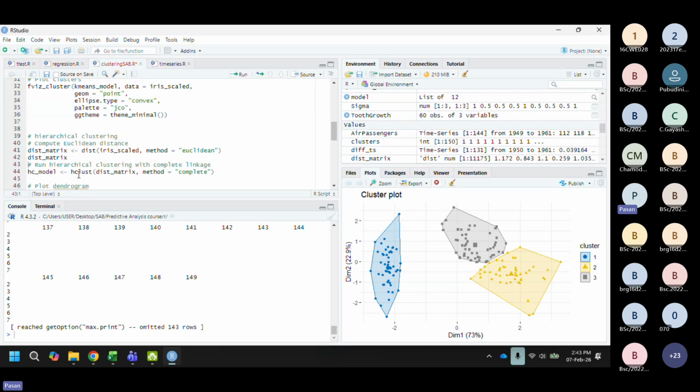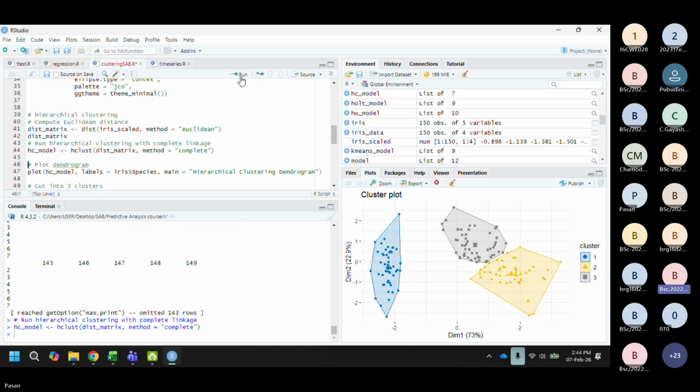Then I can use the hierarchical clustering function, hclust. That is the hierarchical clustering technique. I'm putting my distance matrix there and asking for the method. We can put any name here, either complete, single, or average. If I run that, of course I'm getting some result, but it is not visualizing any output here.